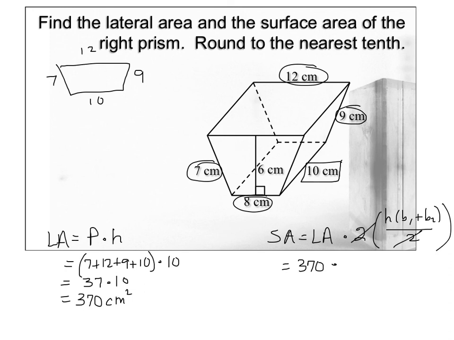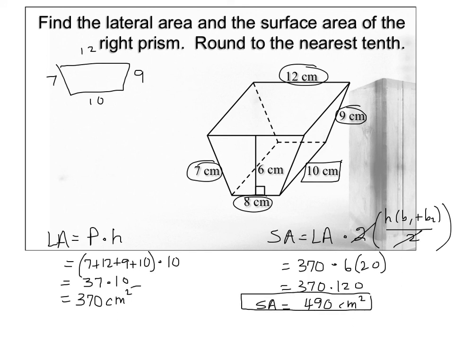plus the height of the trapezoid, which is 6, times the two bases added together. If you add the two bases together, you get 20, 12 and 8. And so then when you take 370 plus 120, those two together, that's going to be 490 centimeters squared. That is your surface area. And again, you can figure that the surface area will always be larger than the lateral area.